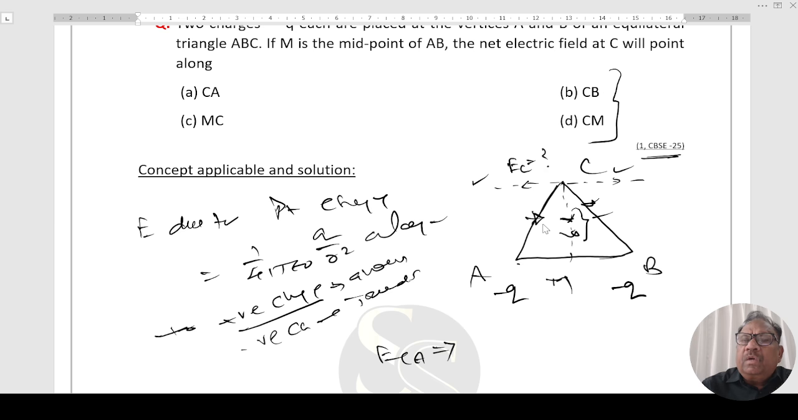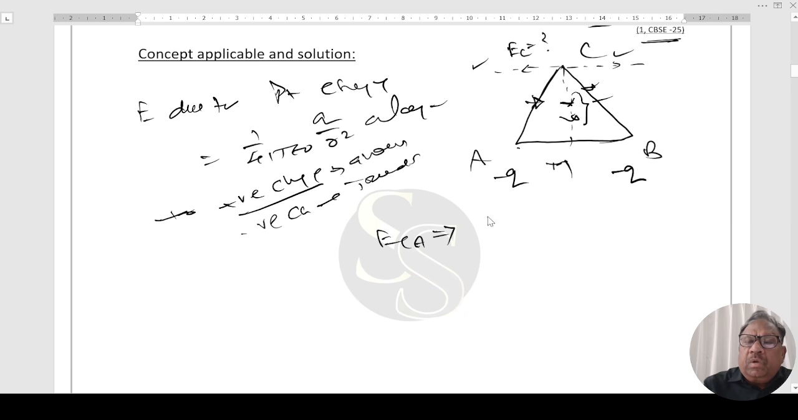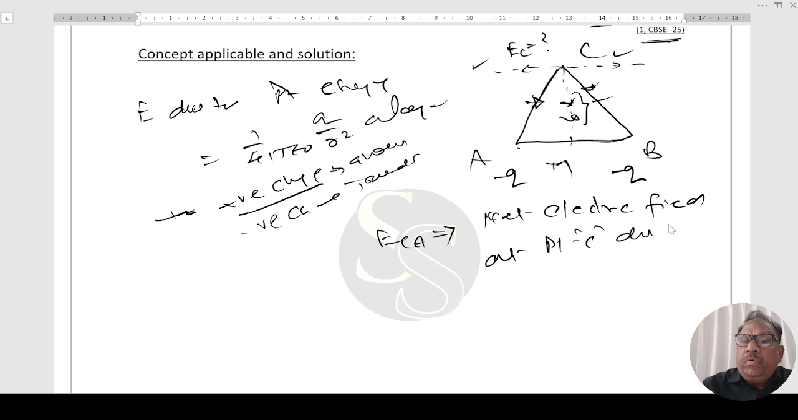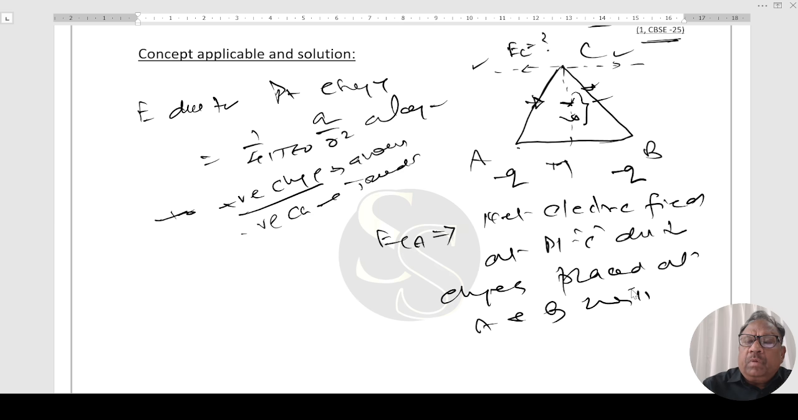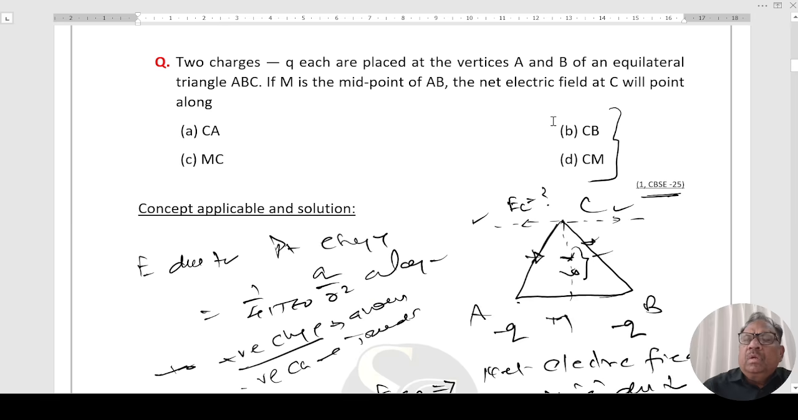So, therefore, the net electric field at point C due to charges placed at A and B will be along CM. Let's see the answer. D option is the correct option. Right? Next question.